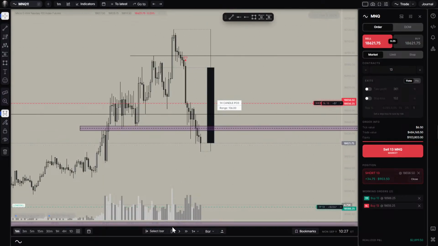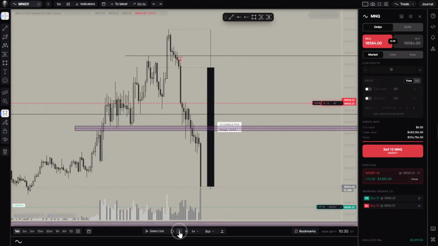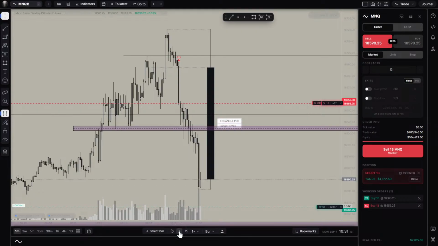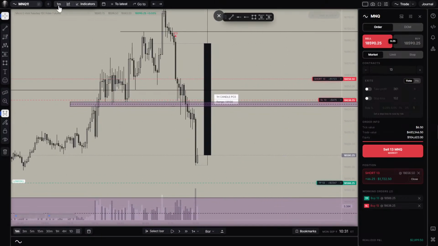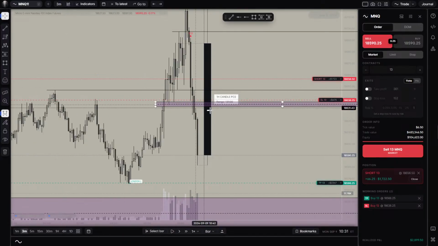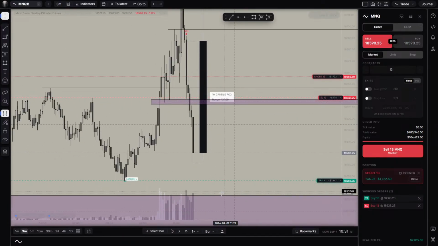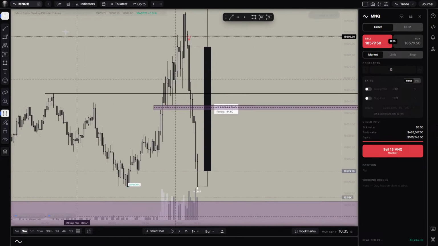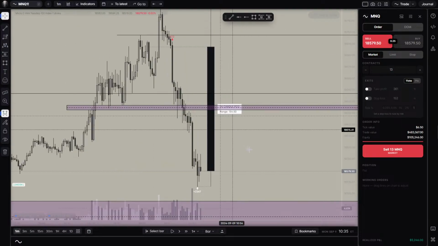I don't want to take this trade at a loss again. Yeah, we take that. I'll move my SL a bit above this 3 minute inversion. Let's see. Good trade. Great trade.